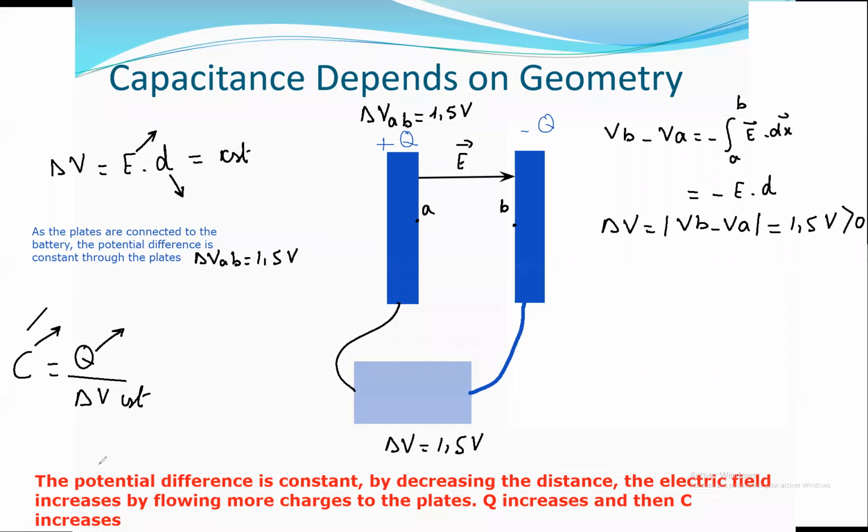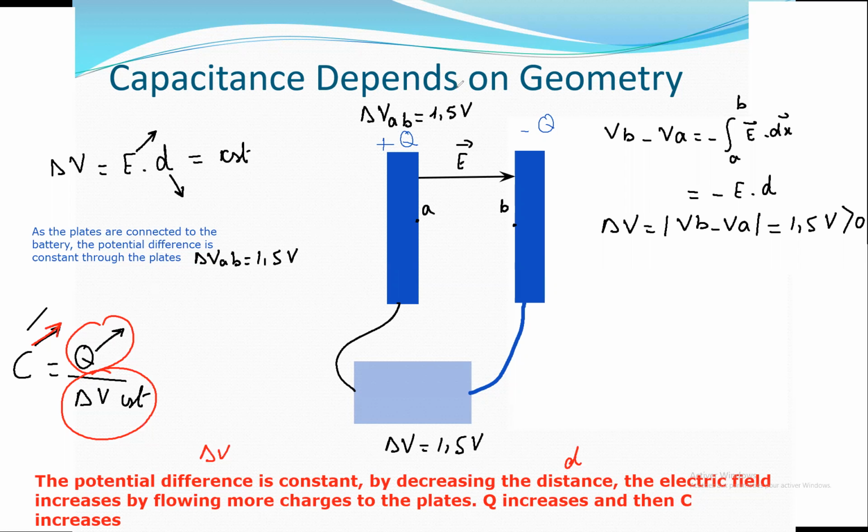So we can say the potential difference is constant. Delta V is constant. By decreasing the distance D between the plates, the electric field increases by flowing more charges to the plates. Q increases, delta V is constant, so C must be increased.